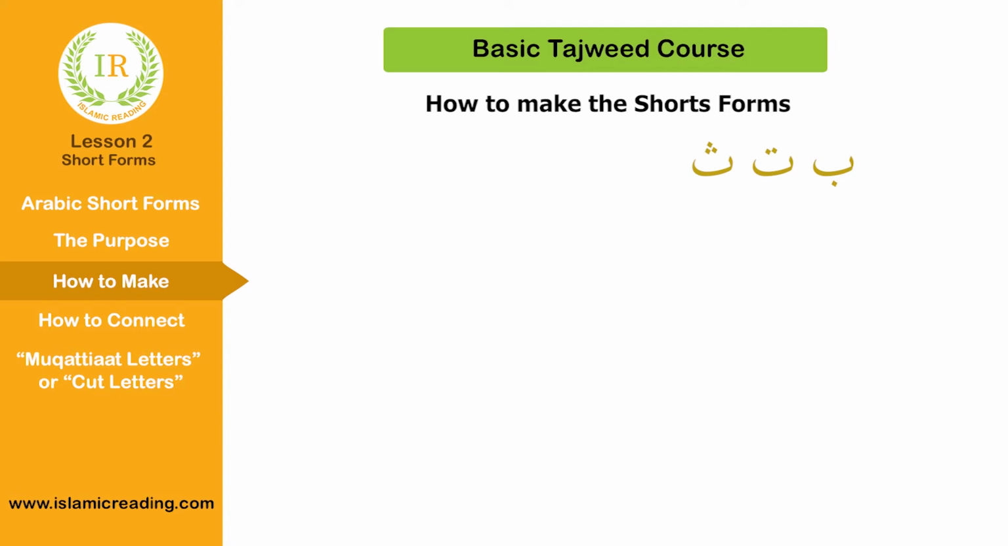For example, ba, ta, and sa have this common shape. To make the short forms of these three letters, we will use their common shape. We'll take the first portion of the common shape. Now, to differentiate between them, we'll use the number and the position of the dots.